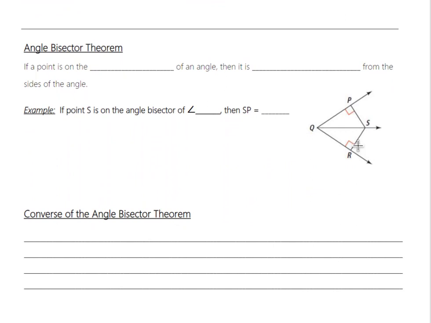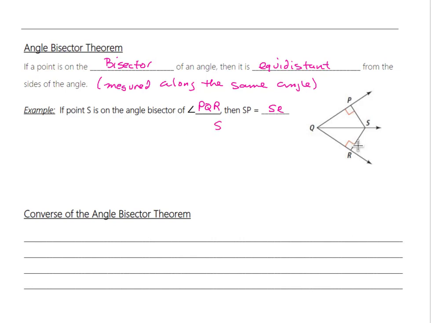Angle bisector theorem: if a point is on the bisector of an angle, then it is equidistant from the sides of the angle, measured along the same angle. We'll see how that matters. The shortest distance is usually along the perpendicular. So for example, if point S is on the angle bisector of angle PQR, then the distance from S to P is equal to the distance from S to R, and we can say that segment SP is congruent to segment SR.